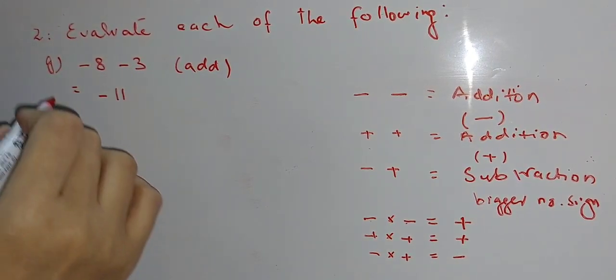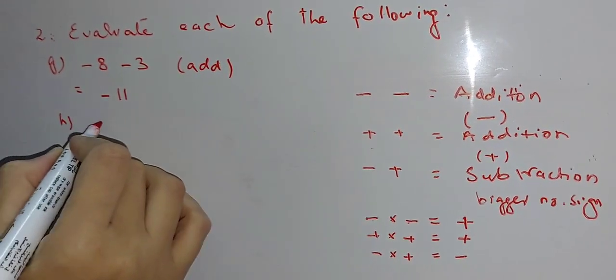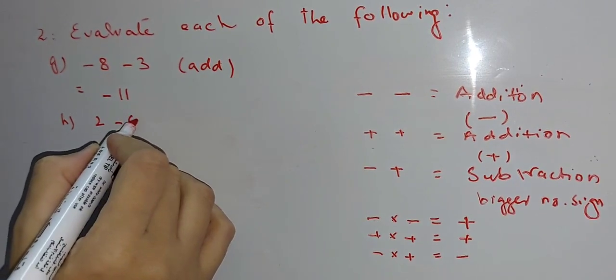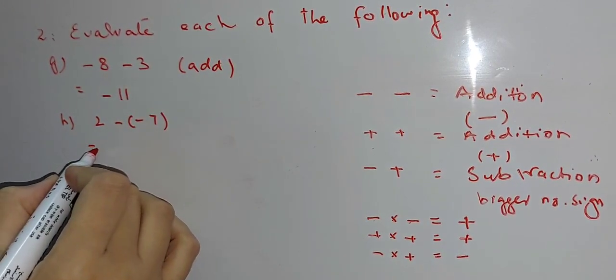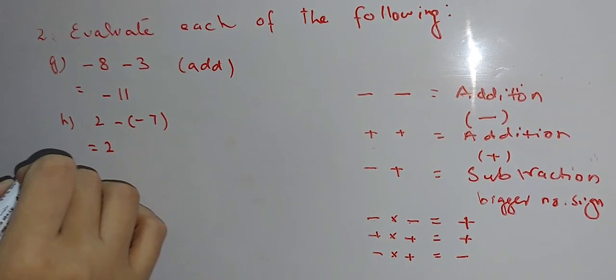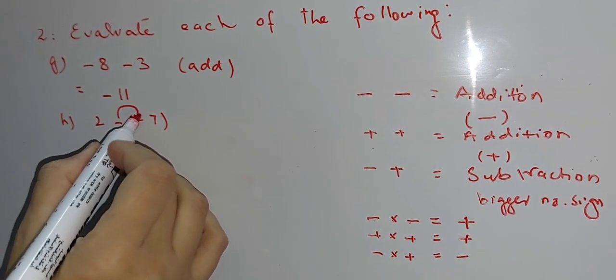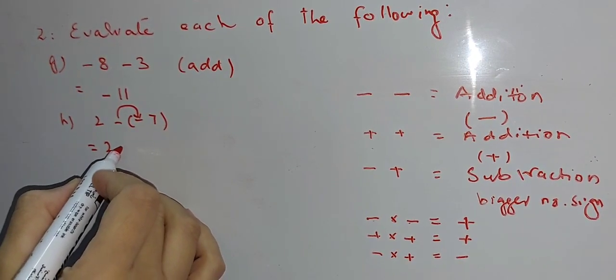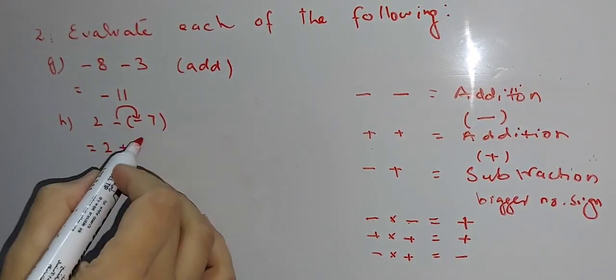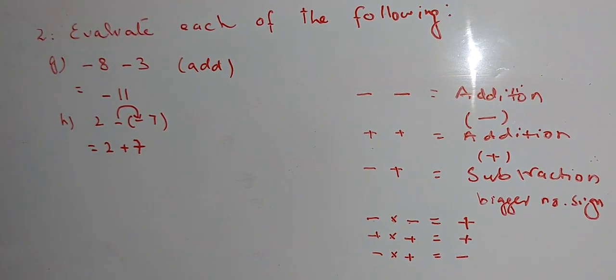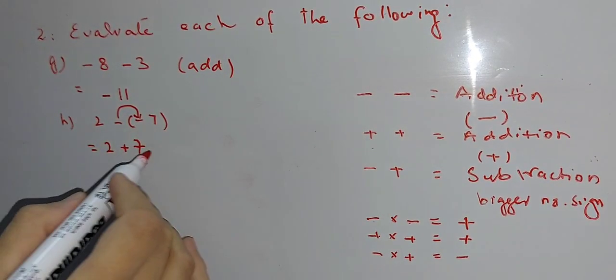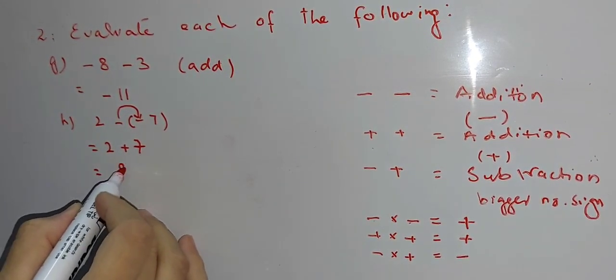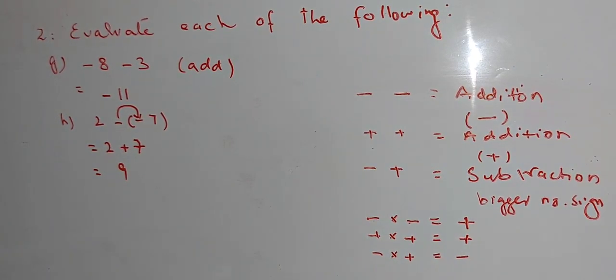Now part H is 2 minus bracket minus 7. Again, first of all, we have to open the bracket. This minus is now multiplying. When minus multiplies with minus, it is going to be plus. And then it will become plus 7. Now plus 2 and plus 7 will be plus 9. So this is the answer for part H.